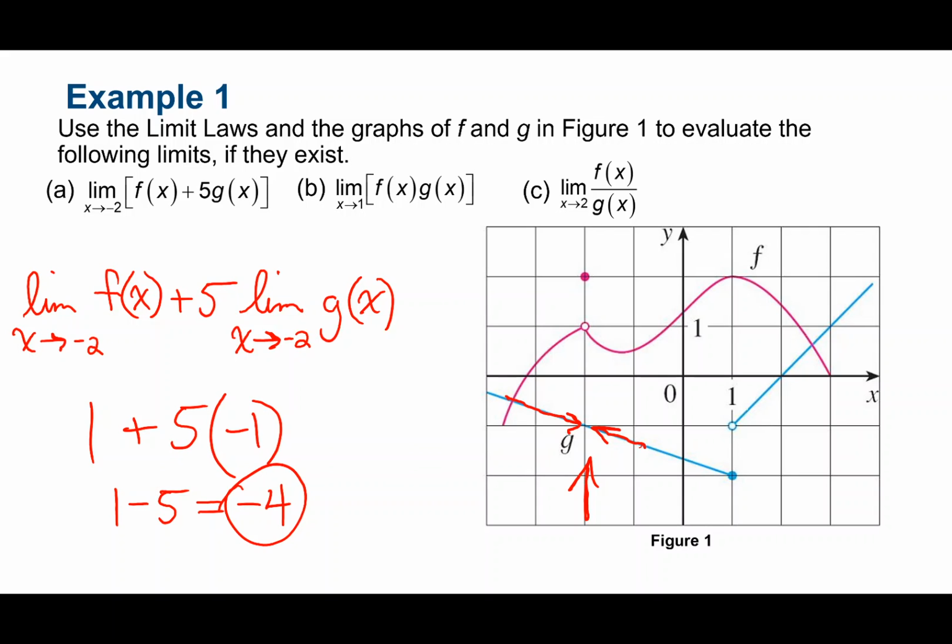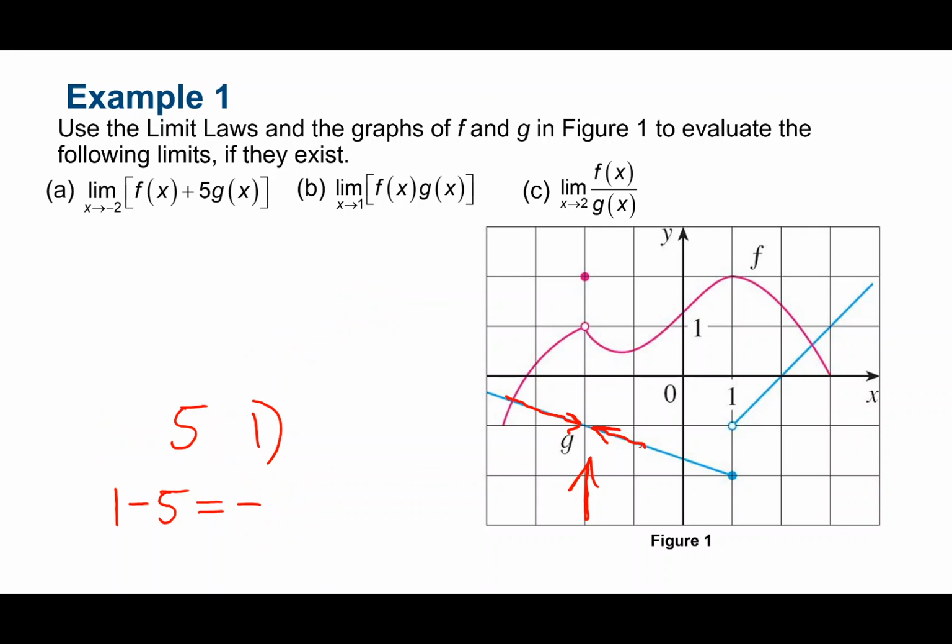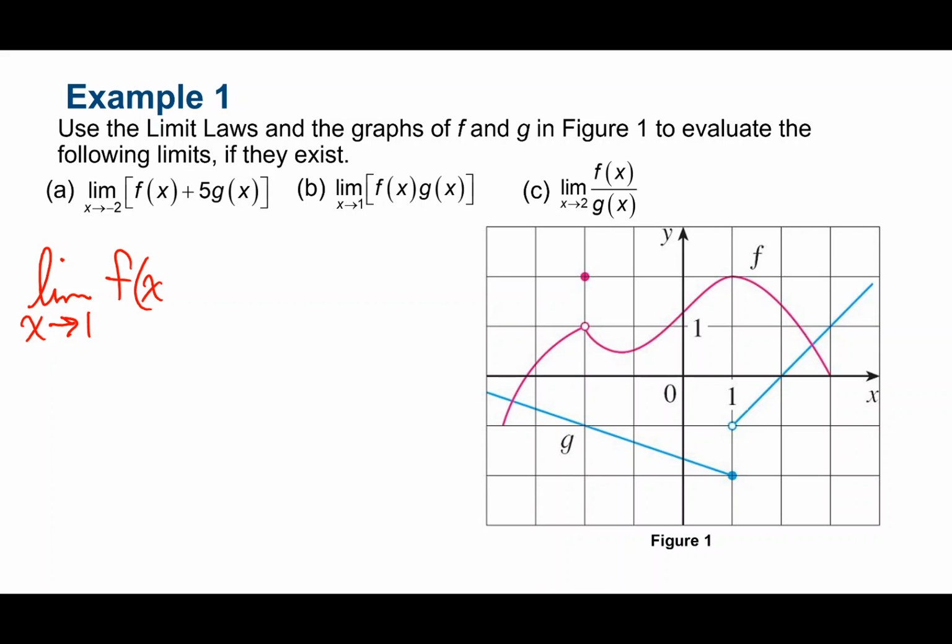Look at B, it's even a little bit simpler because we only have one operation going on. So B, we've got the limit as x approaches 1 of f of x times g of x. So our properties say we can break that down into the limit as x approaches 1 of f of x times the limit as x approaches 1 of g of x.